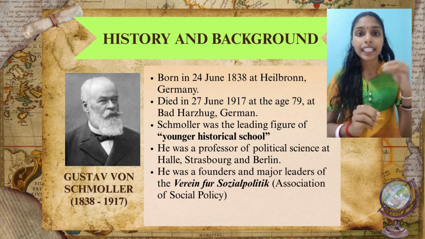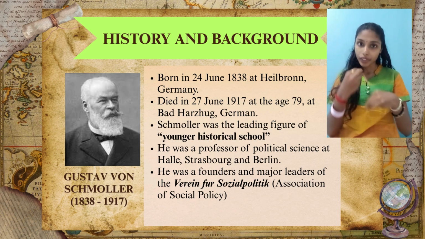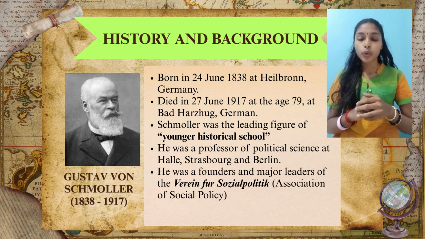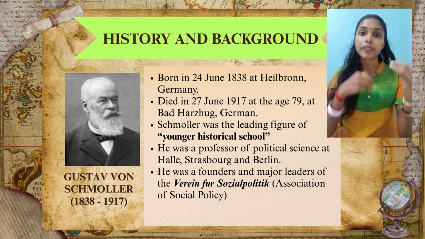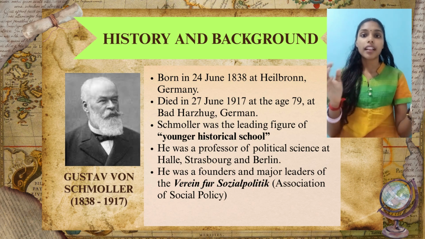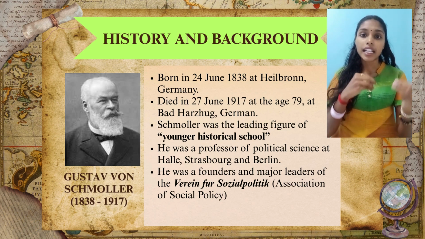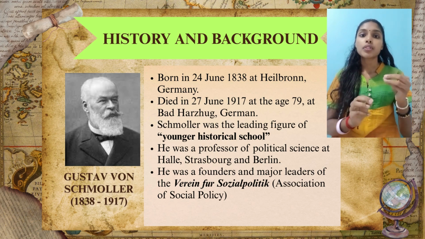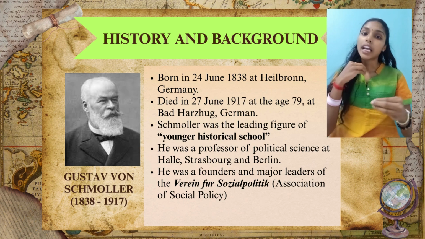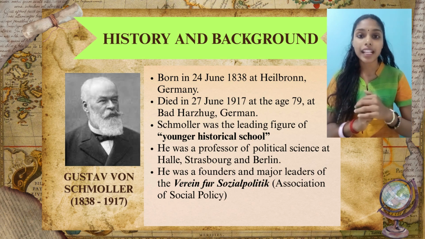Schmoller was the leading figure of the younger historical school. He was a professor of political science at Halle, Strasbourg, and Berlin. So far we can see he was a really smart person. He was a founder and major leader of the Verein für Socialpolitik, the Association for Social Policy. This organization promoted the idea of increased government involvement in social and economic matters and pushed for social legislation.